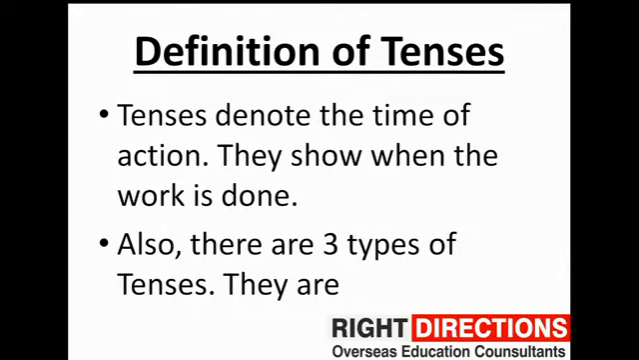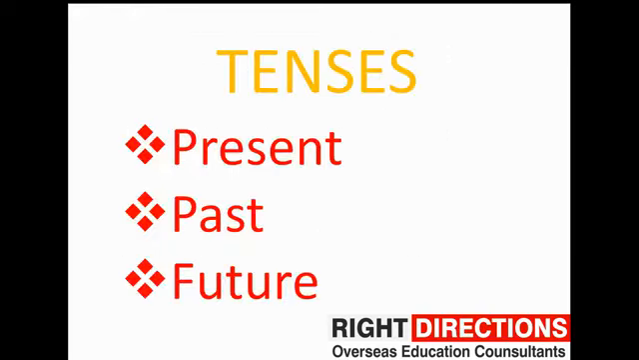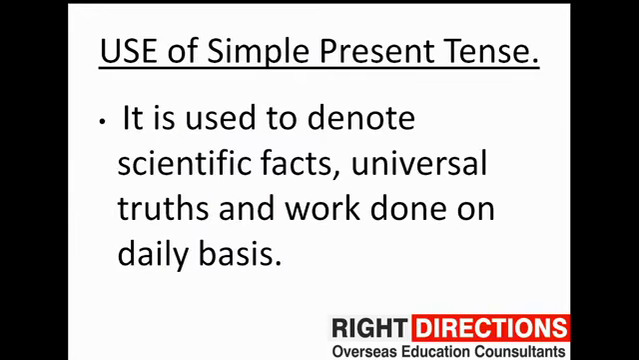First of all, the definition of tenses. Tenses होता क्या है? Tenses denote the time of action. Tenses are nothing but they denote the time of action, when the action has taken place, or they show when the work is done. Also, there are three types of tenses. These are present tense, past tense and future tense. In this part 1, I'll be covering complete present tense.